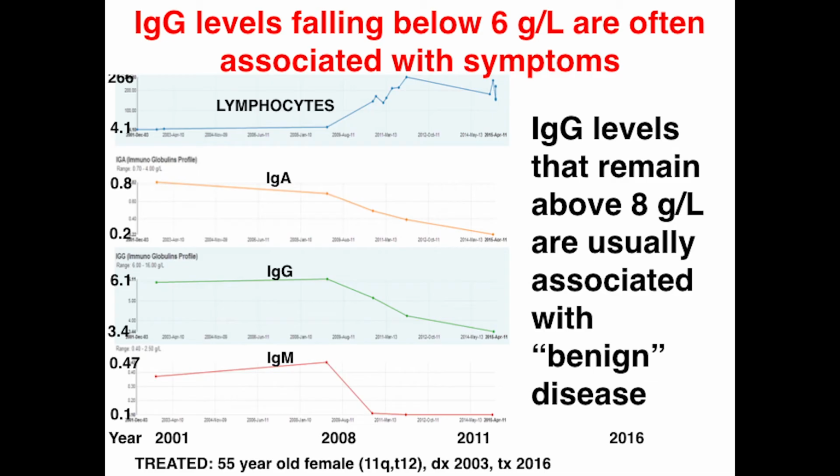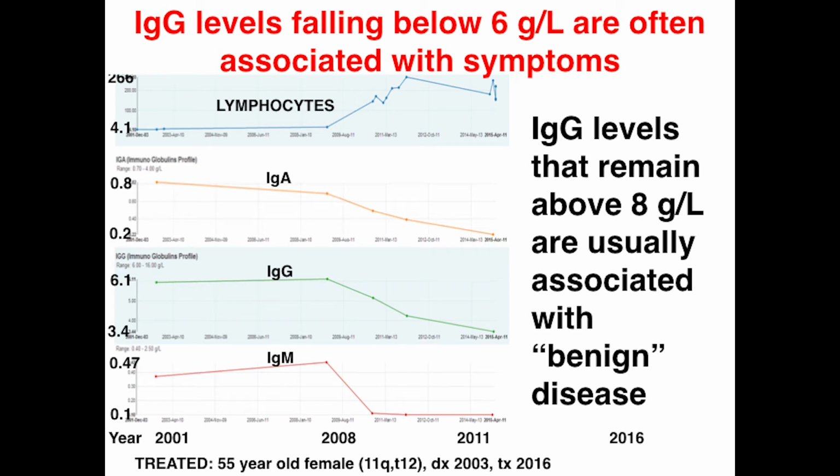And so we see that pattern, those variations in this pattern all the time. And we've noticed that if the IgG level remains above a number of 8 grams per liter, remember the normal is 6 to 16, that's generally associated with benign disease. But if the IgG levels fall below 6, that generally is associated with the development of symptoms.